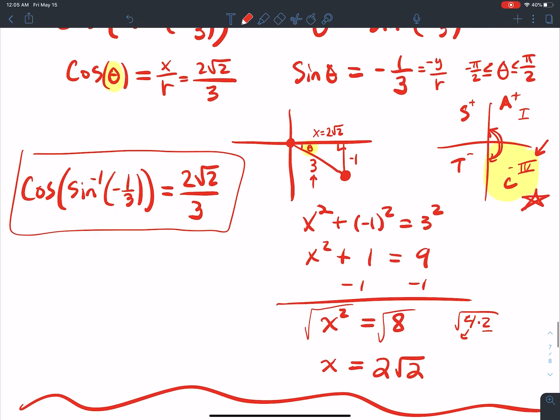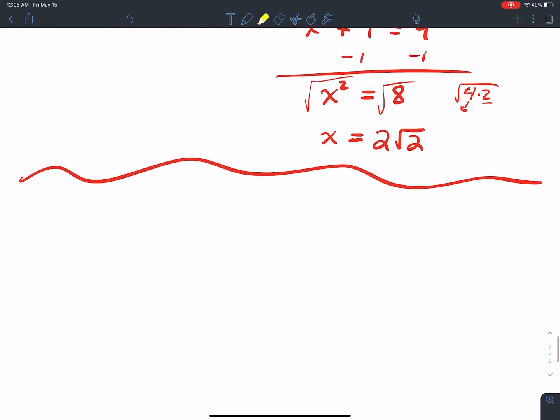So just to recap, quad 1, everything's positive. Quad 2, only sine and the reciprocal cosecant are positive. Quad 3, only tangent and the reciprocal cotangent are positive. Quad 4, only cosine and the reciprocal secant are positive there.